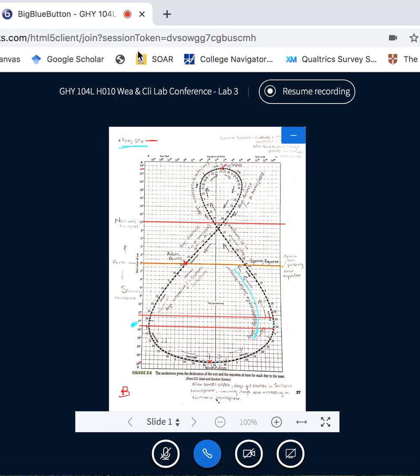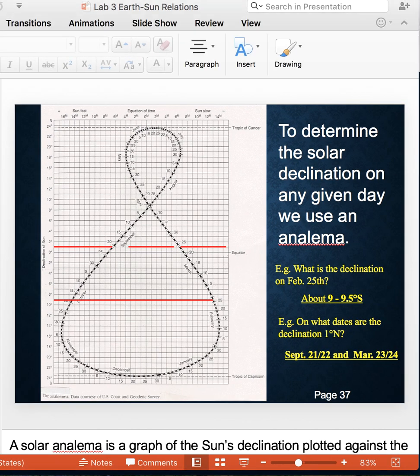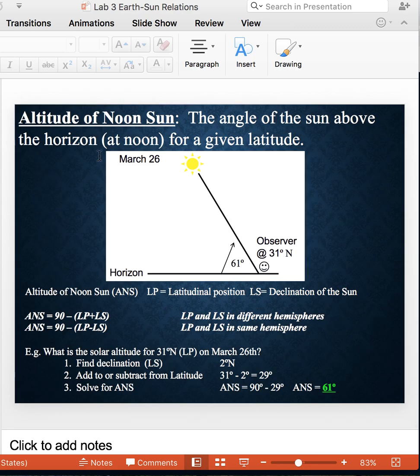Okay. Next page is 34. Let me pull up the PowerPoint and go to ANS real quick. All right, so altitude of the noon sun. You can read about this at the top, or you can read the top by yourself.